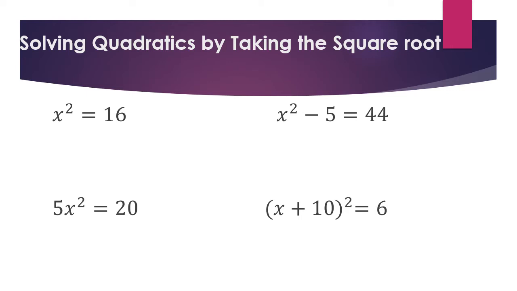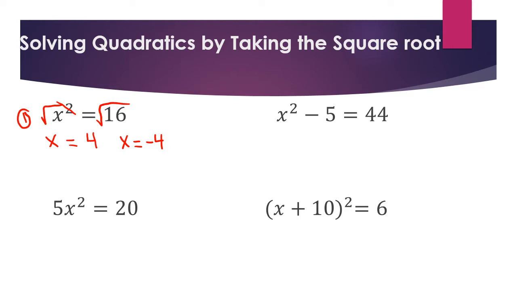We have x squared equals 16, and to have x by itself I need to get rid of the square by taking the square root of both sides. Square and square root cancel each other, which makes me end up with x. The square root of 16 is 4 because 4 times 4 is 16. And also, the square root of 16 is negative 4 because negative 4 times negative 4 is 16. So we have two answers, x equals 4 and x equals negative 4.